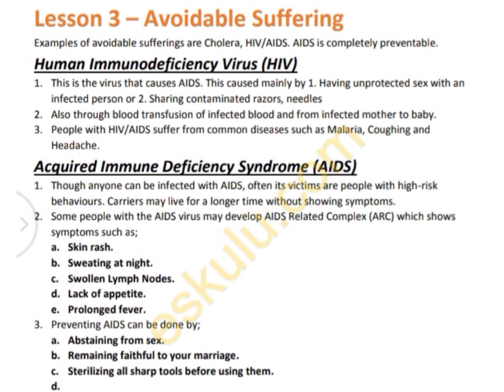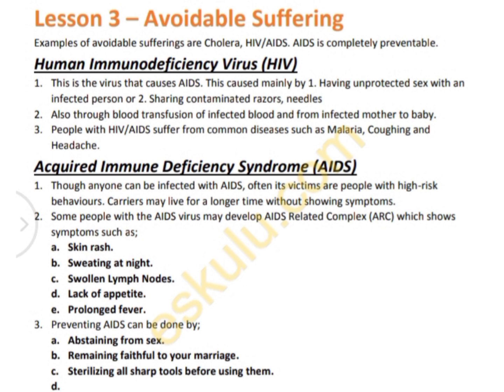Lesson 3. In this one, we'll talk about avoidable suffering, things that you can avoid. Examples of avoidable suffering are cholera and HIV/AIDS. These can be prevented. HIV can be prevented. How? By not having unprotected sex with an infected person. Then you cannot suffer from this.